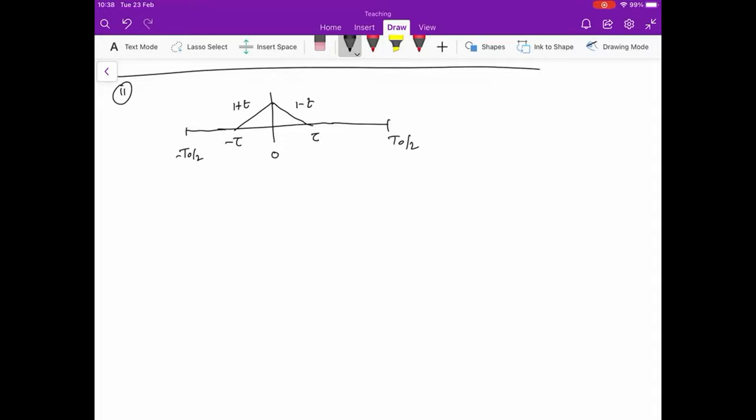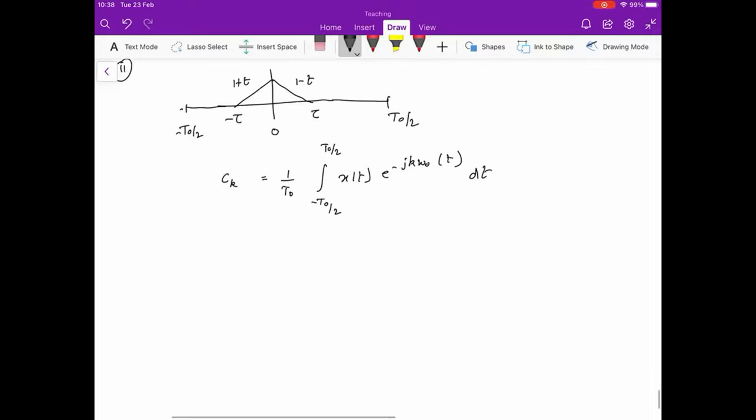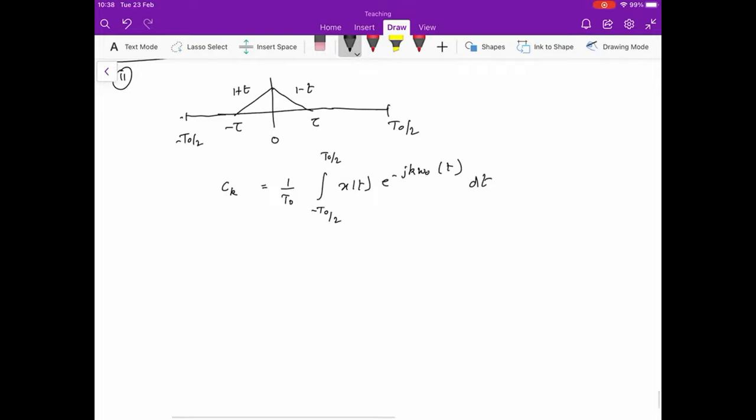So the kth value is just straight from the definition: one over T naught, integral from minus T naught over two to T naught over two, over this range from here to here, x of t e to the minus j k omega naught t dt. So that's your straightforward definition. Now, if you look at this carefully, the function is going to be 1 plus t in the range minus tau to 0. And then it's going to be 1 minus t in the range 0 to tau. And elsewhere, it's 0. And of course, limits are from minus T naught over 2 to T naught over 2. So that's all you care about. And so we can just plug it in.